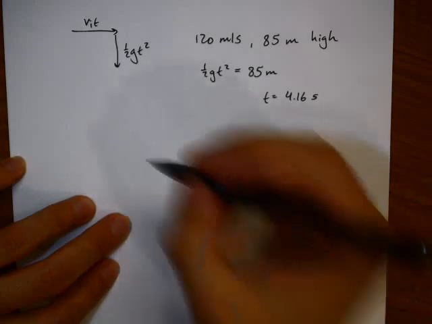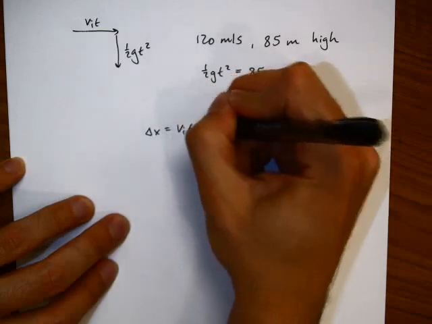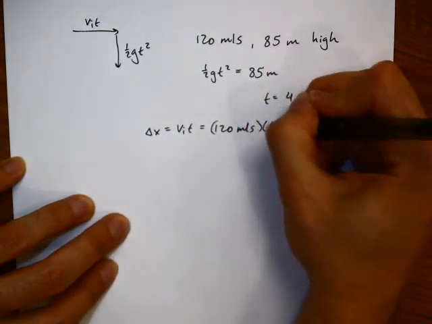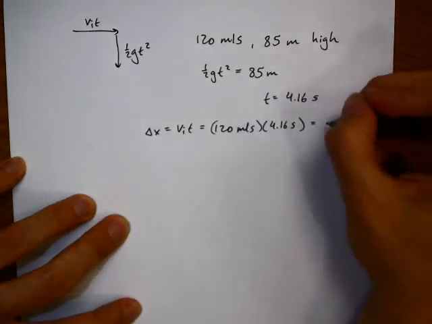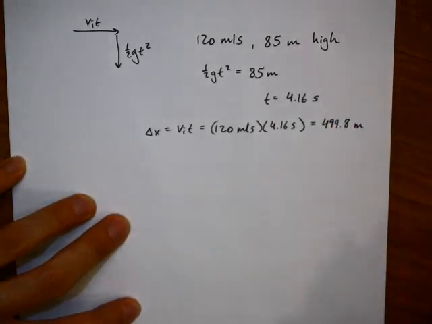So what is our range? The range is VIT. Now it's just 120 meters per second for those 4.16 seconds. And we get approximately 500 meters, 499.8 meters.